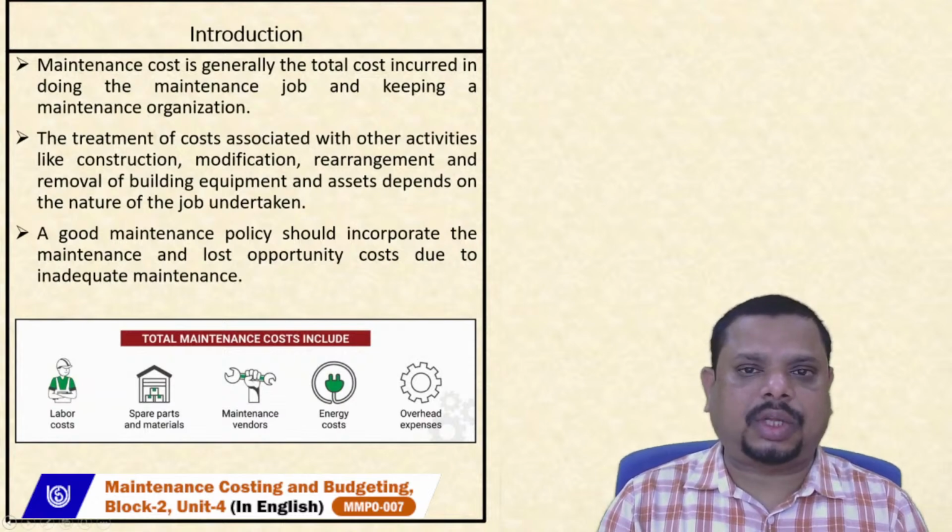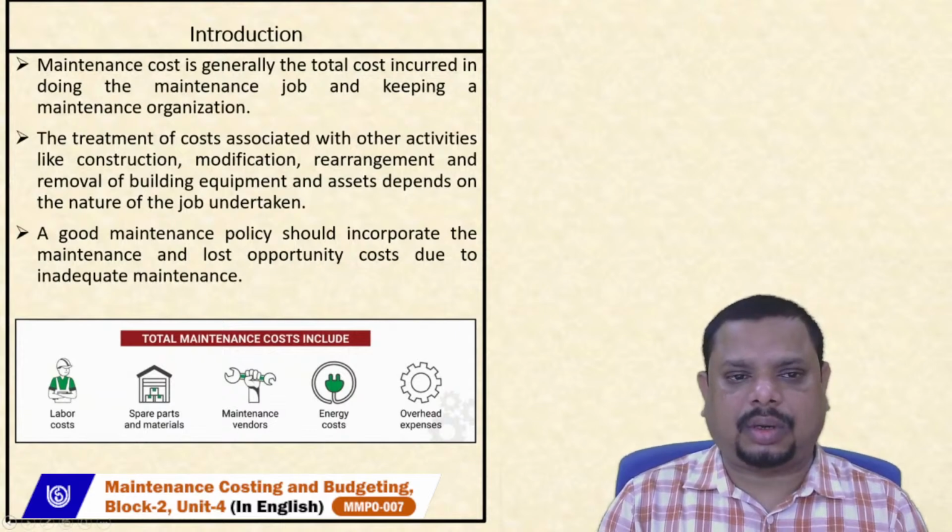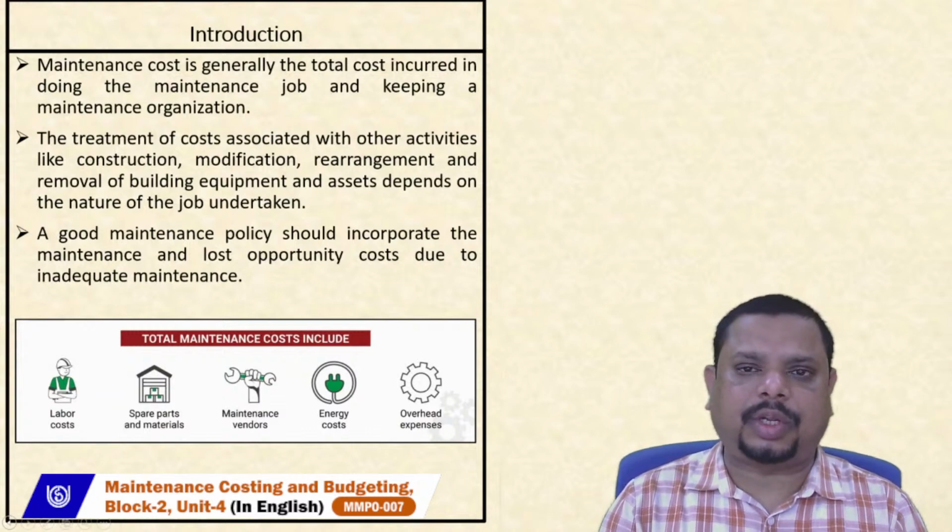As far as company objectives are concerned, you have to focus upon what is known as maintenance cost and budgeting. That means you have to focus upon good maintenance policies. Every organization has its own maintenance policies, which are denoted in the form of standard operating procedures of maintenance, and that should be incorporated with the lost opportunity cost due to inadequate maintenance. So this is the overview of maintenance cost. I just reviewed it. The first important part is doing the maintenance job and keeping the maintenance organization. In that you have to reduce the cost in every aspect.